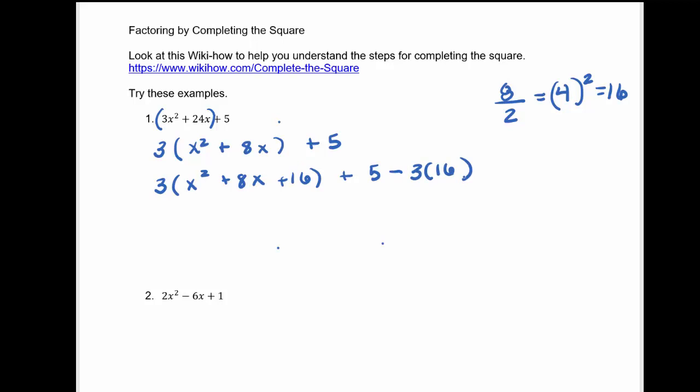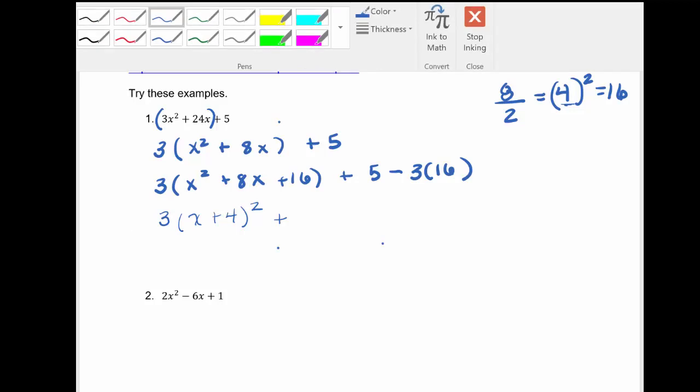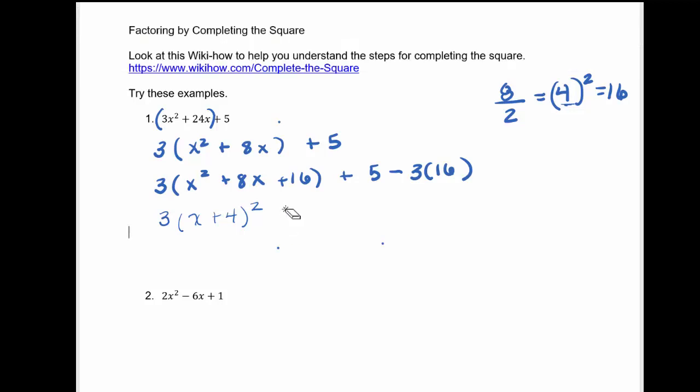When you factor this, you want to look at, well, what are the 2 factors of 16 that add up to 8? It's always going to end up being the square root of this last number that you got. So it's going to be x plus 4 quantity squared plus, and then simplify this. 5 minus 3 times 16 is actually going to be a negative 43.